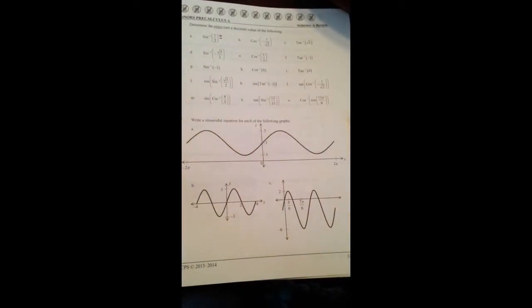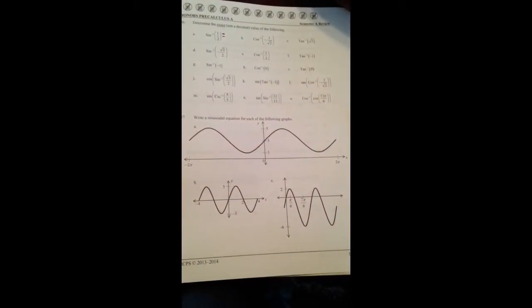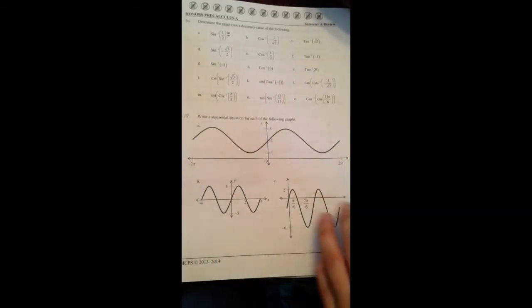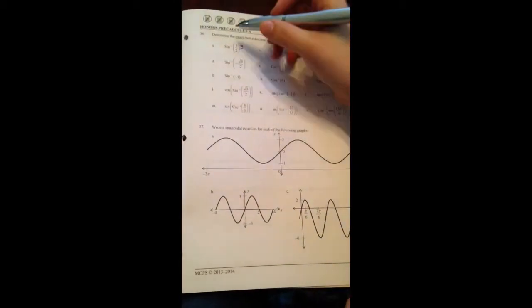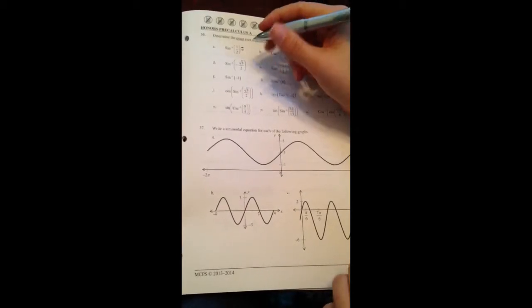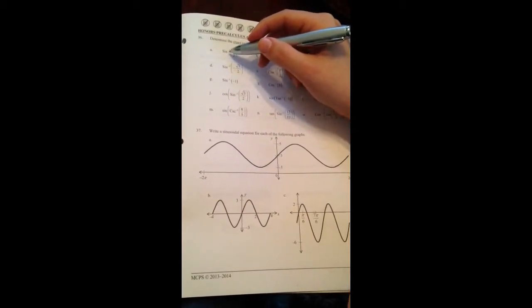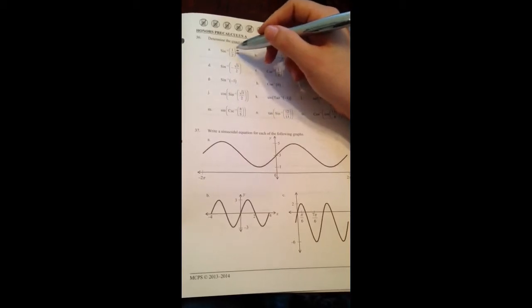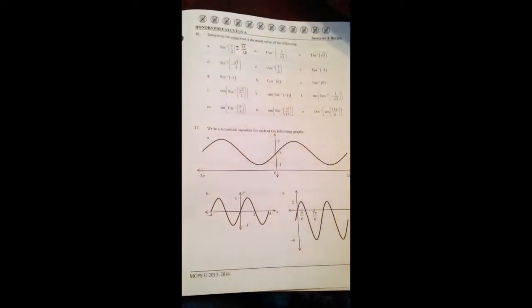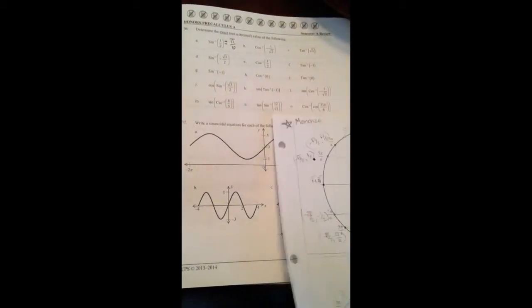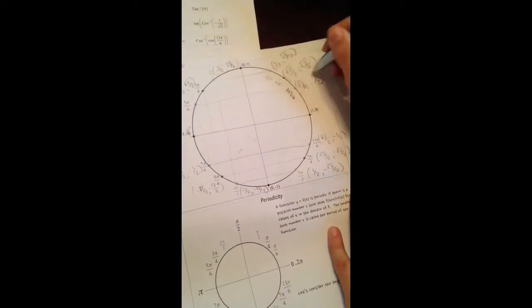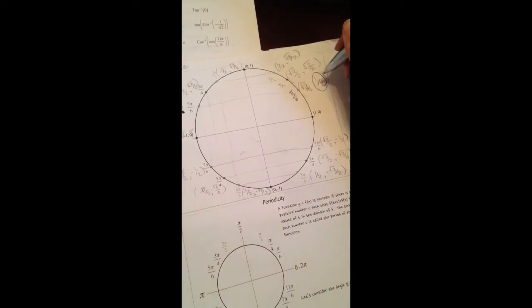Okay, so I have number 36, and the directions say, determine the exact non-decimal value of the following problems. So I'm going to start with letter A, and the problem says, inverse sine of 1/2. And to find this, we know that sine is y, and when y is 1/2, this is pi over 6, because on the unit circle it shows that pi over 6 is 1/2 when it's y.